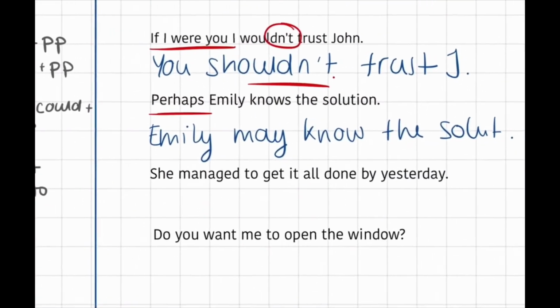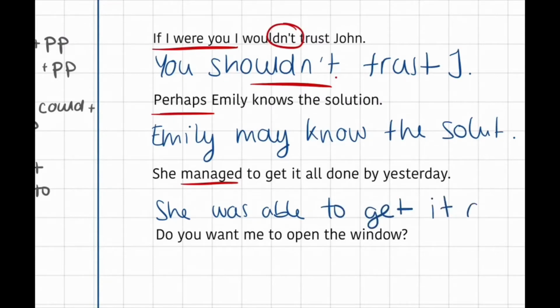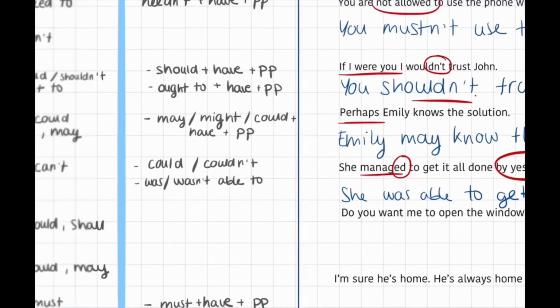Okay, so if we apply it to the rephrasing: she managed to get it all done by yesterday. So we say she was able to get it all done. Because as it's by yesterday, it's in the past, okay? Well, and also the verb is indicating that it's in the past.